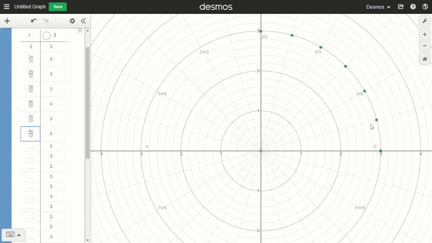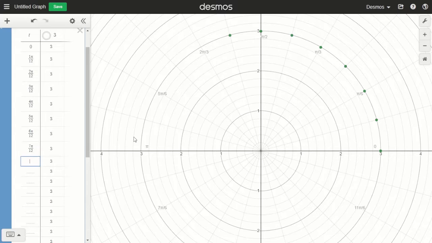All of these points so far stay right on that circle at radius 3, and it doesn't matter what angle we're at. We're independent of angle. We're always at radius 3, no matter where we rotate. The next one is 7 pi over 12. It's even more confirmed that even at a further angle, we're still at radius positive 3.